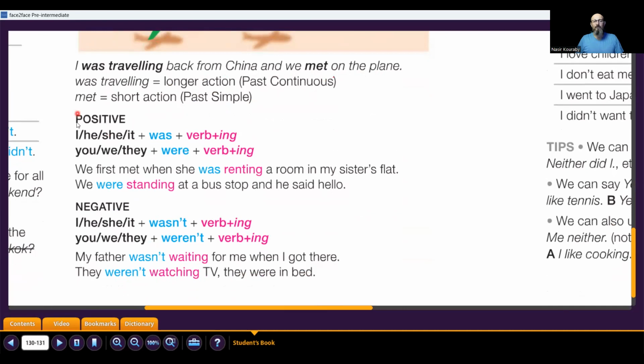And this is where we write, when I say positive: I, he, she, it, was, verb plus ing. We, you, they, we use were and verb plus ing. We first met when she was renting. We were standing. So we and were. Negative, again, I, he, she, it, we say wasn't. You, we, they, we say weren't. And these are the examples here.